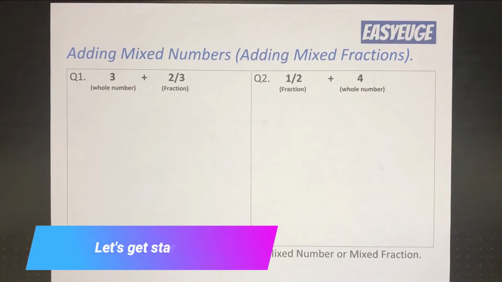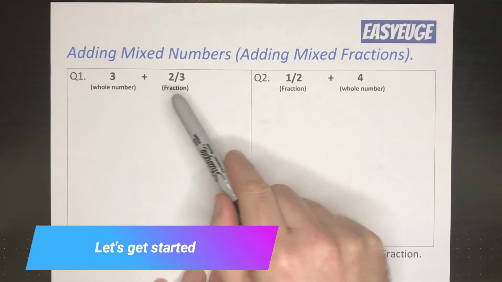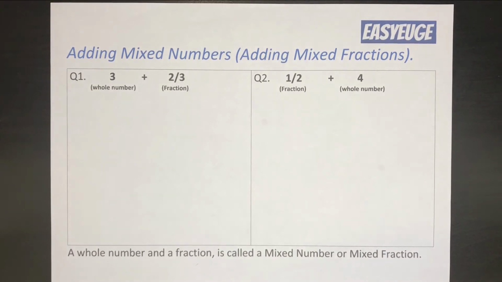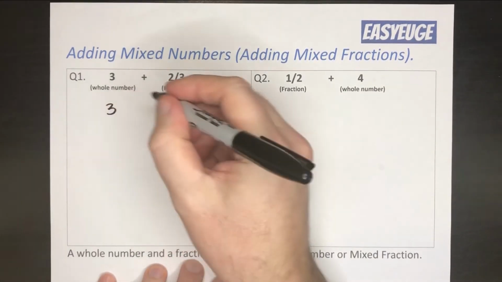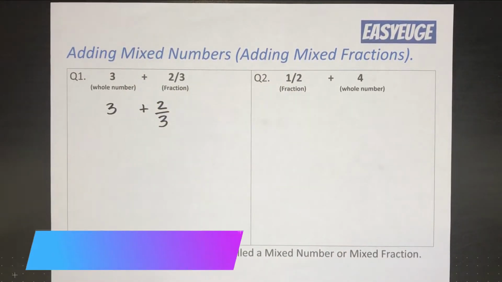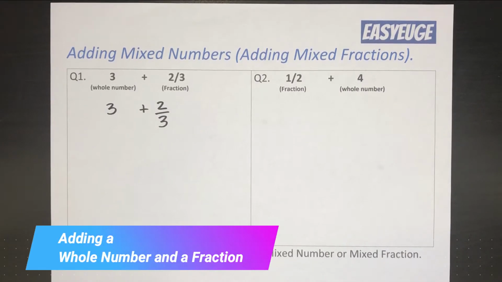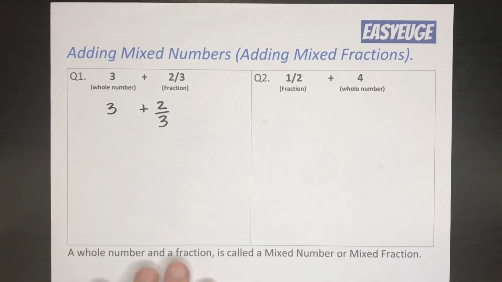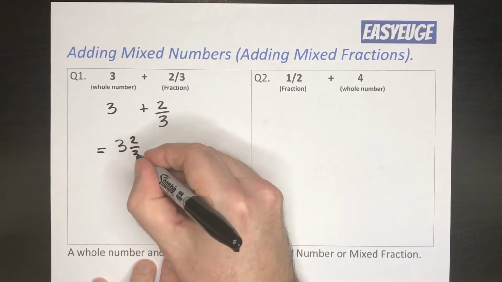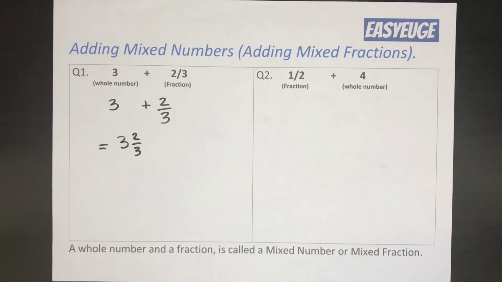Question 1 is the whole number 3 plus the fraction 2 over 3. So let's write that down. So we have 3 plus 2 over 3. So how do we add a whole number 3 and a fraction together? Well, the answer very simply is 3 and 2/3. It's the whole number 3 add on 2/3. And that simply is what a mixed number is. It's a whole number plus a fraction.